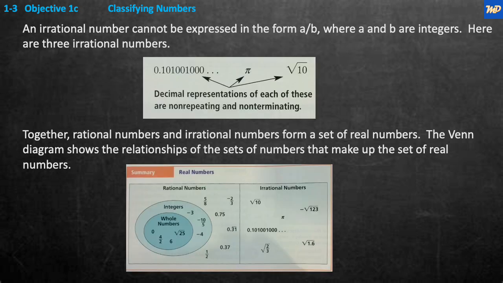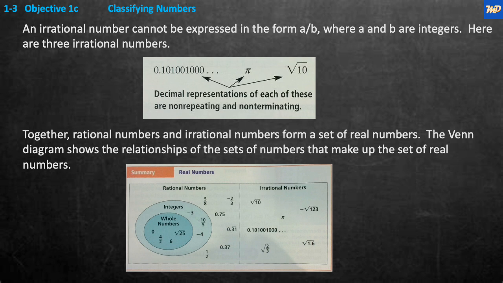Okay, objective 1 continued here. An irrational number cannot be expressed in the form of a divided by b, where a and b are integers. Here are 3 irrational numbers: 0.101001001000, and on and on. We don't know what the numbers are, but they don't repeat and they continue forever. Pi is 3.1415, whatever, 159, I think. It goes on forever. It doesn't repeat. It's irrational. It cannot be described as one integer divided by another integer.